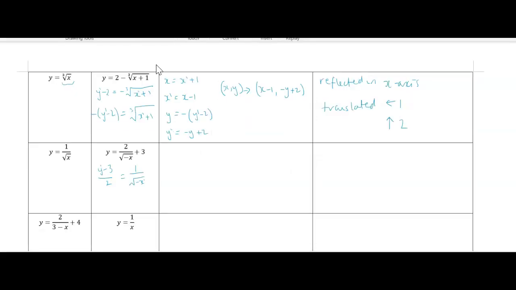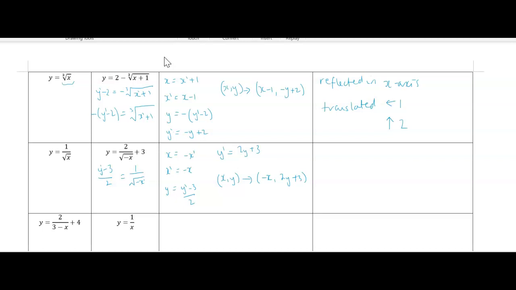So now x equals -x dash. So x dash equals -x. And y equals y dash minus 3. Y dash is equal to 2y plus 3. So our new point is going to become, what is it going to become? -x, 2y plus 3.